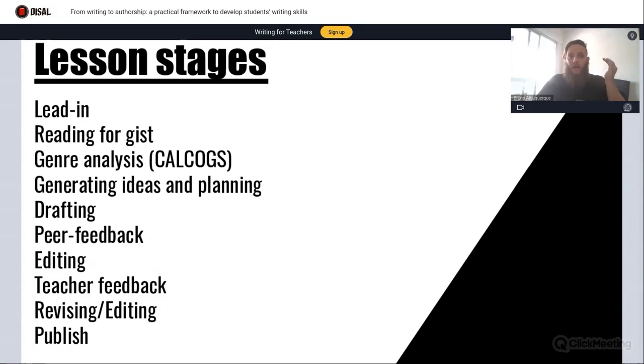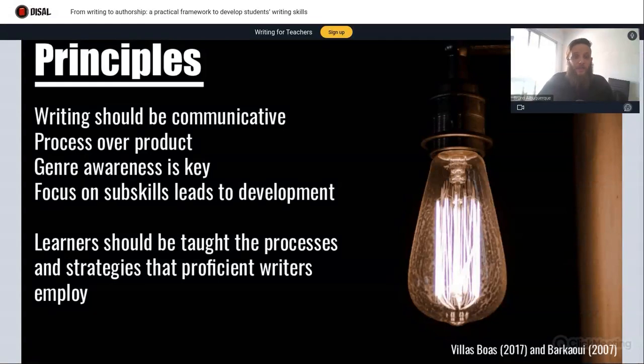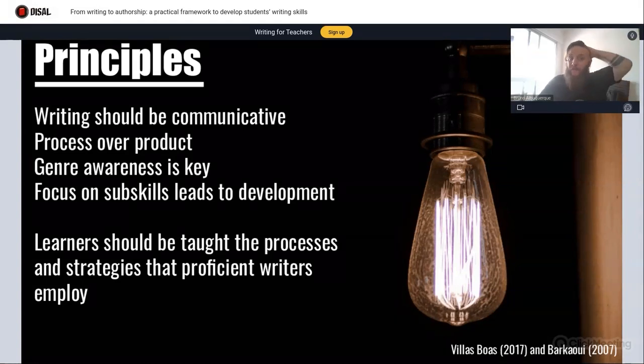What are the principles behind this? As I mentioned, this is from Villas Boas and Barcaoy. The principles behind this are that writing should be communicative. I think most of the times, some of the times that students are not motivated to write is because the writing is not communicative.